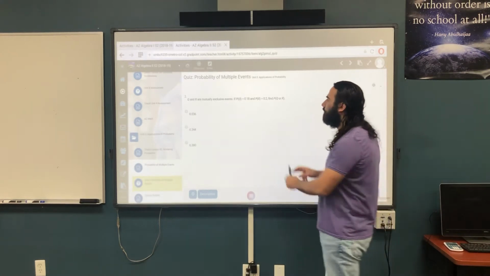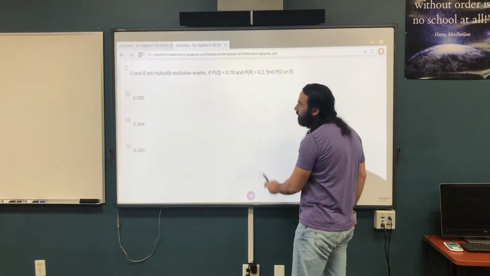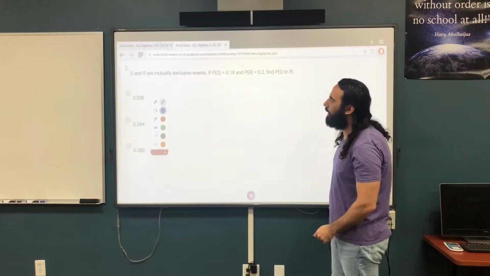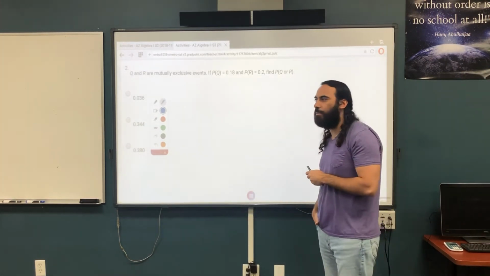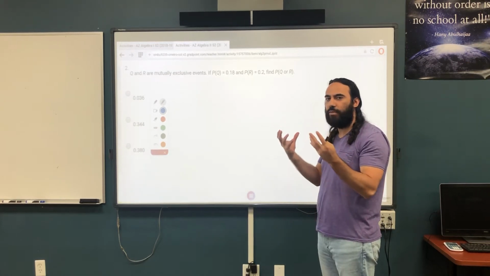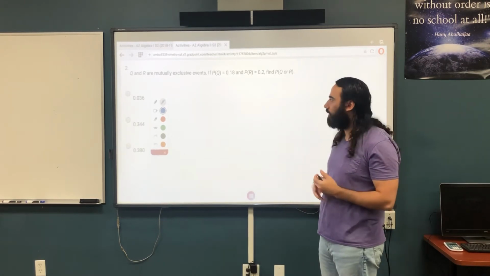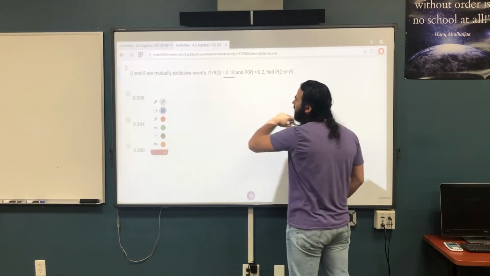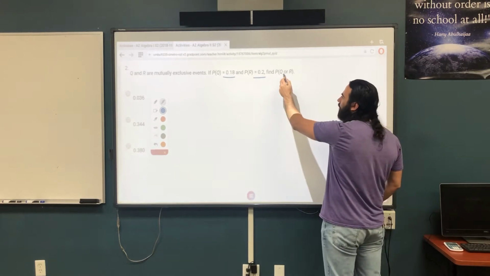Question 2. We have Q and R are mutually exclusive events. Mutually exclusive events means that there is nothing in common between these two groups or two events. So this says the probability of Q is 0.18. The probability of R is 0.2. Find the probability of Q or R.